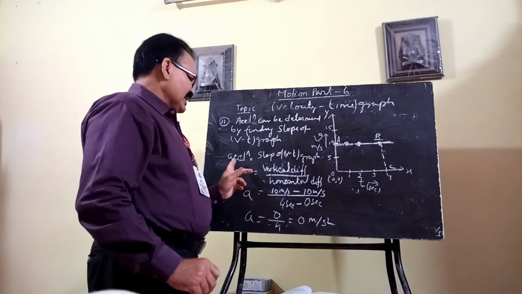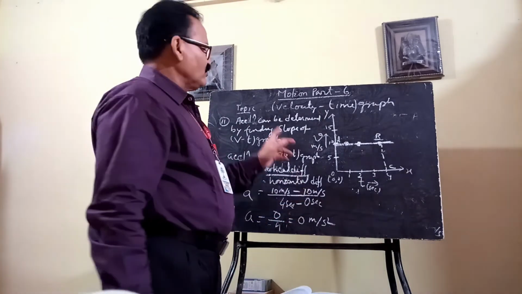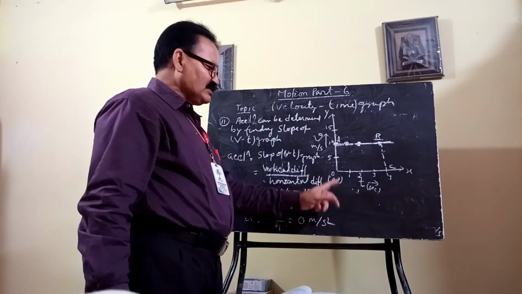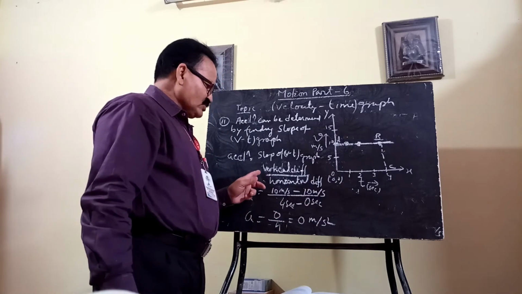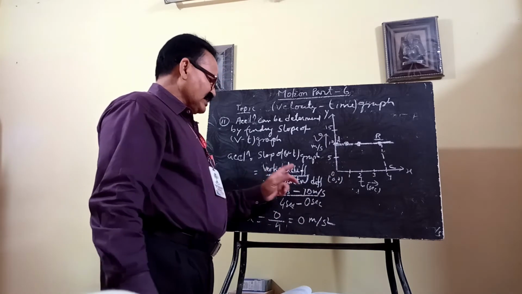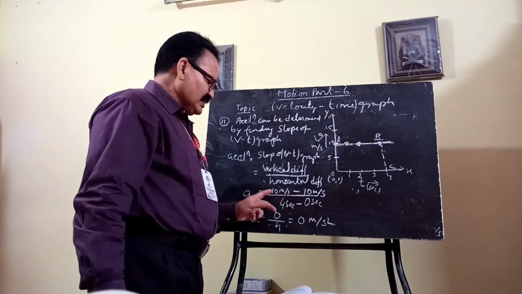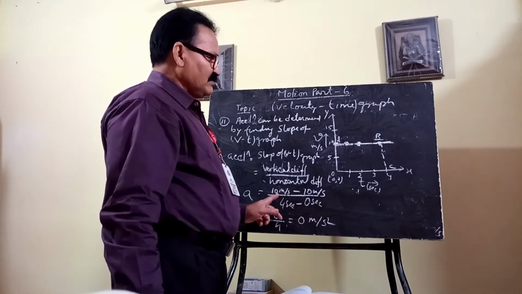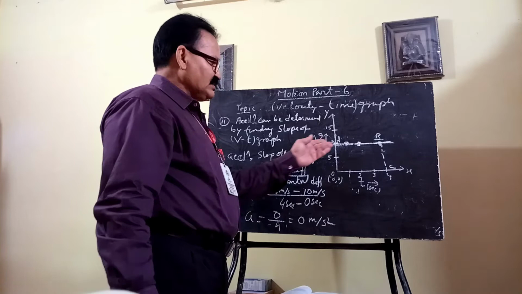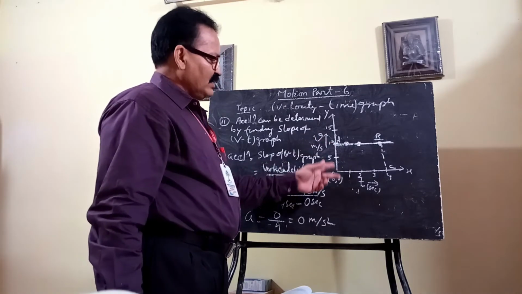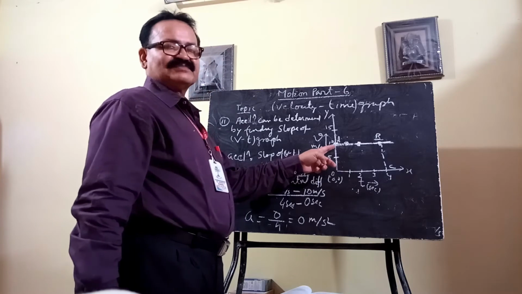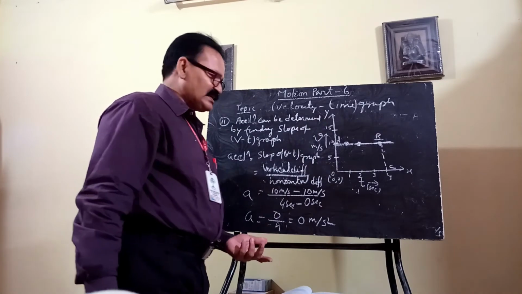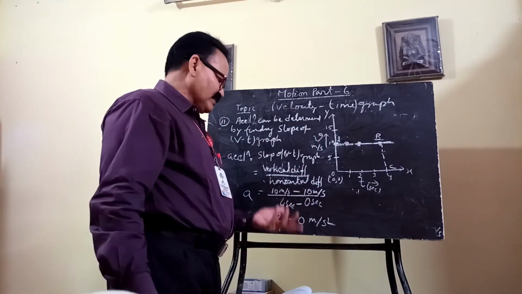So that means when the body is moving with uniform velocity, the graph is a straight line parallel to the time axis, and the slope, that is the difference in vertical height to the horizontal height, since the difference is the same, the vertical difference becomes 0. At 0 seconds the speed was 10 meter per second, and after 4 seconds the velocity becomes 10 meter per second. So it neither increases nor decreases, it remains the same.